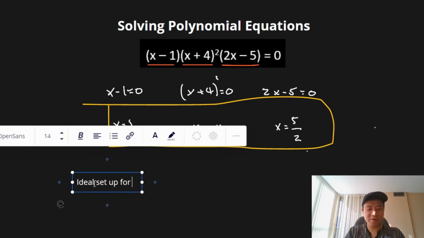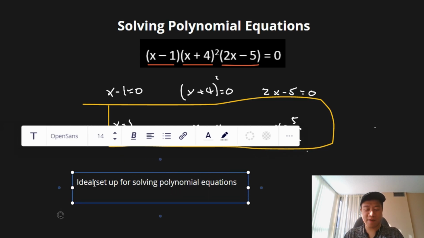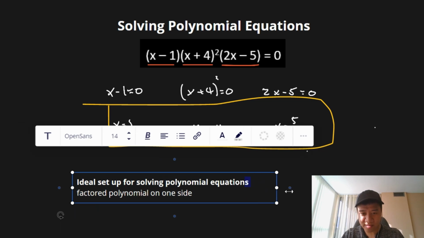Set up for solving polynomial equations. Our polynomial over here is in factored form. So we have all these brackets, everything is factored. There are no addition or subtraction signs outside of these brackets, just bracket, bracket, bracket on one side. So factored polynomial on one side. Okay, let's bold this.